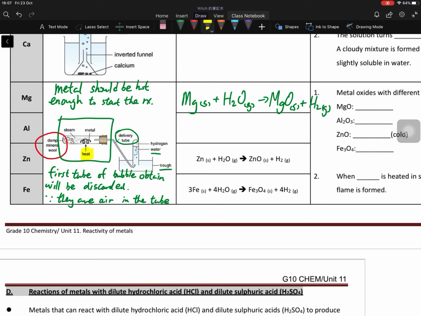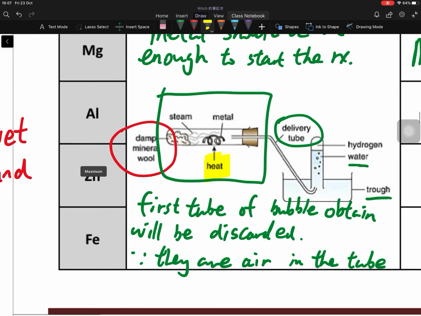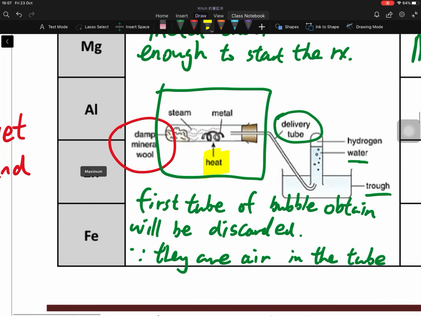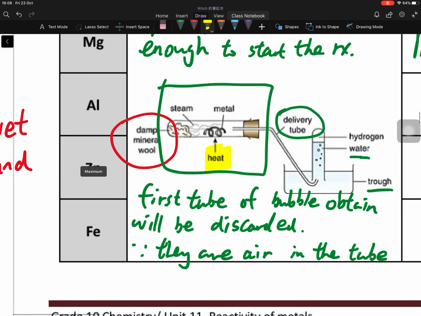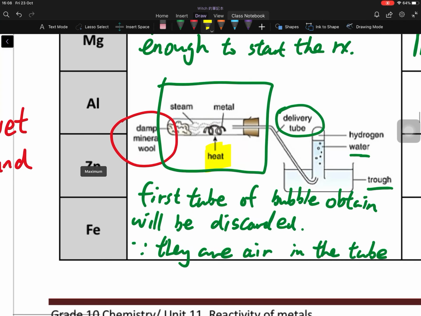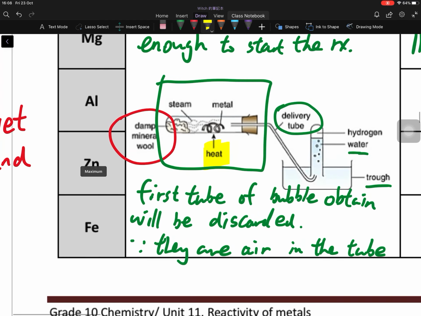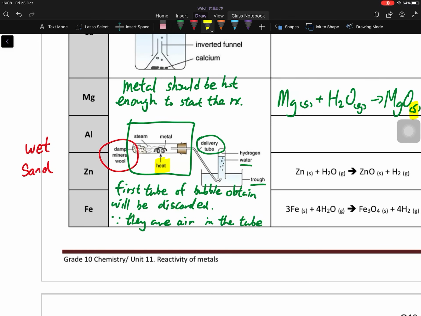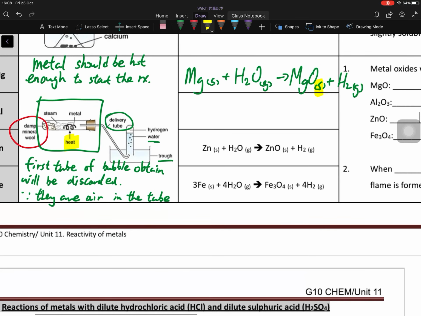Okay, now the problem is, how come I know that the MgO is solid? Because from these pictures you can see, after the reaction, the metal is still trapped inside the tube, right? The metal will not touch water anymore after the reaction, and that's why there will be no aqueous solution formed, because no water is involved in the tube, right?